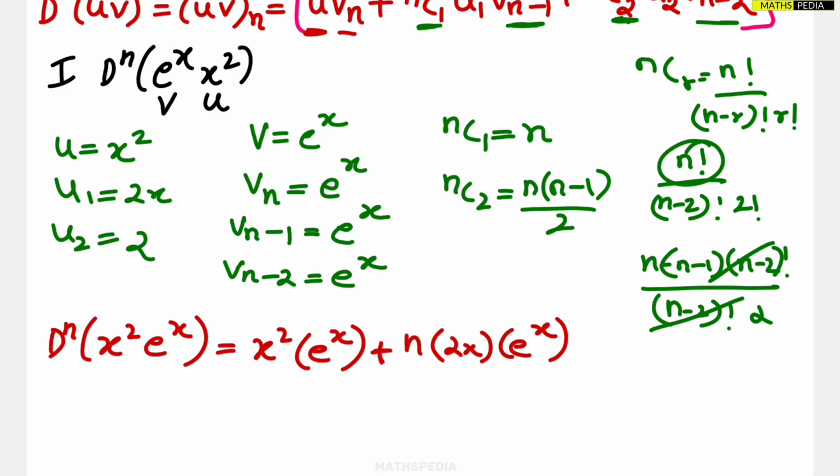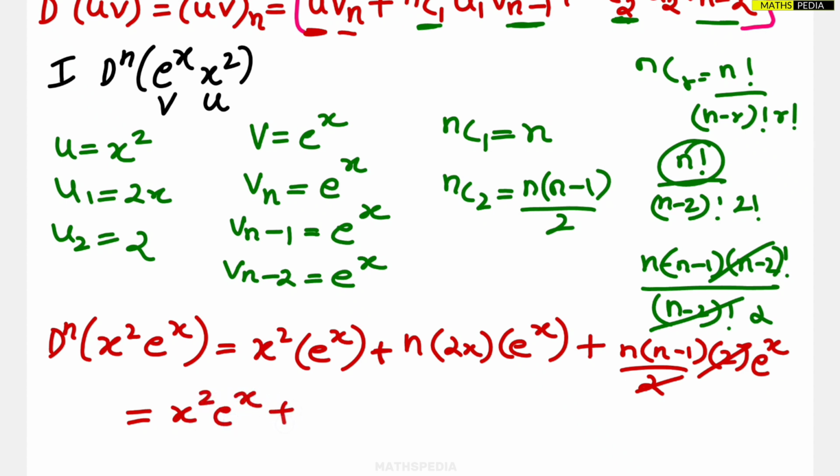Okay. Plus then nC2 value is n into n minus 1 by 2. Then u2 value is 2. Okay. So this 2 and this 2 gone. Then Vn minus 2 is what? e power x again. Okay. So simplified version you can write it as x square e power x plus 2nx into e power x plus n into n minus 1 into e power x. Done.